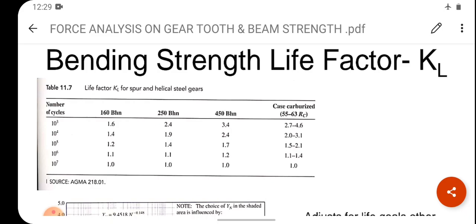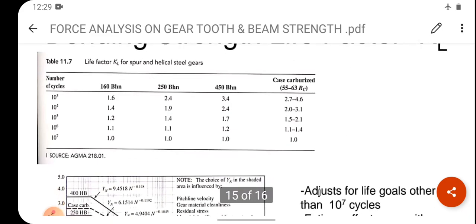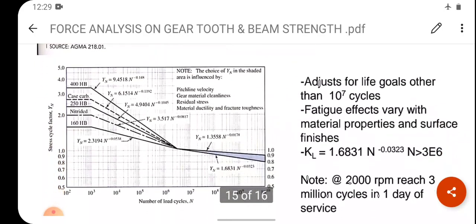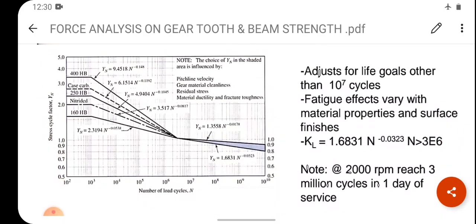For case carburized, 55 to 63 RC. Clear? RC is the hardness number on the C scale. RB, RC and RA. So the source is the same AGMA source. Here I have drawn an SN curve for different values of hardness, that is 400 HB, case carburized 250 HB, nitrided 160 HB.